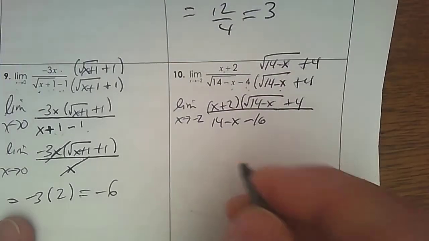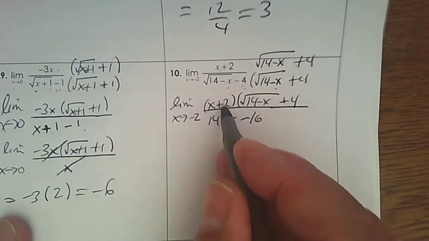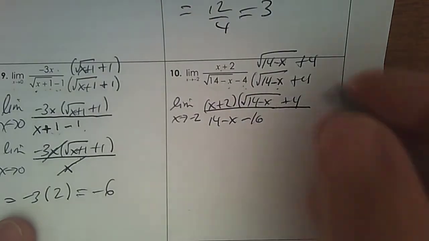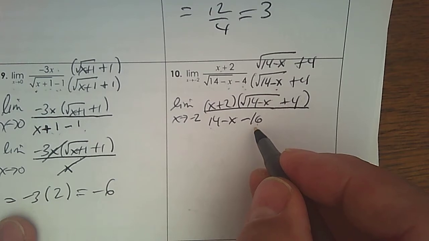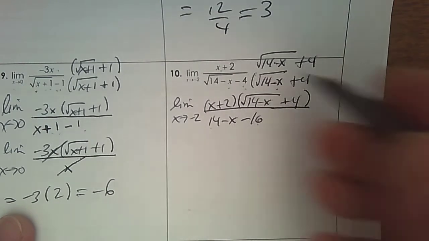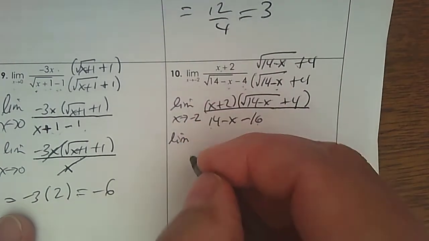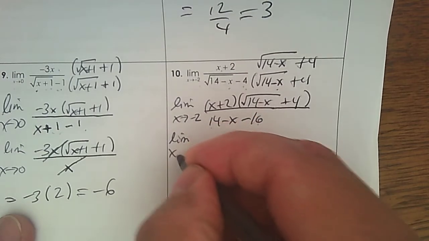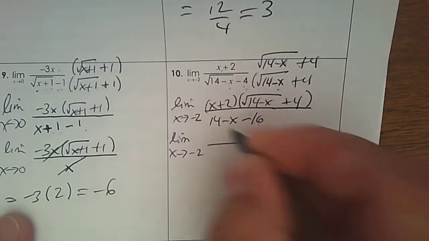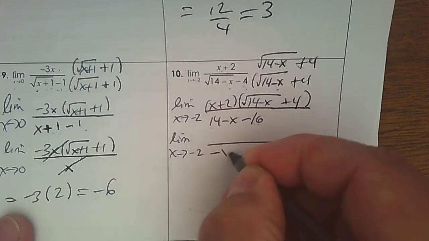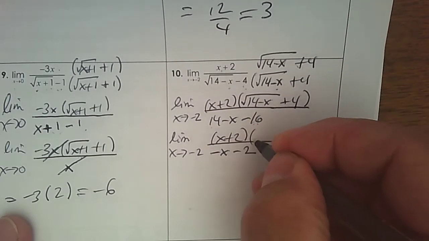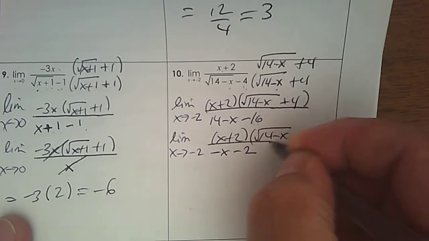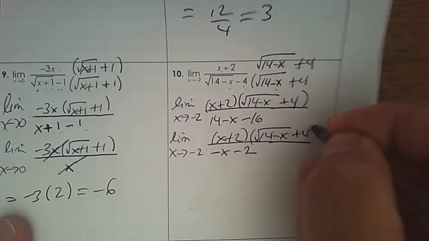If we did this correctly, this denominator is going to simplify with something in the numerator. So notice that 14 take away... did I do the signs wrong here? Oh, I got it. These are going to be opposite factors. So 14 take away 6, that's negative x minus 2. Up here you have x plus 2, and you have the square root of 14, subtract x, and then plus 4.